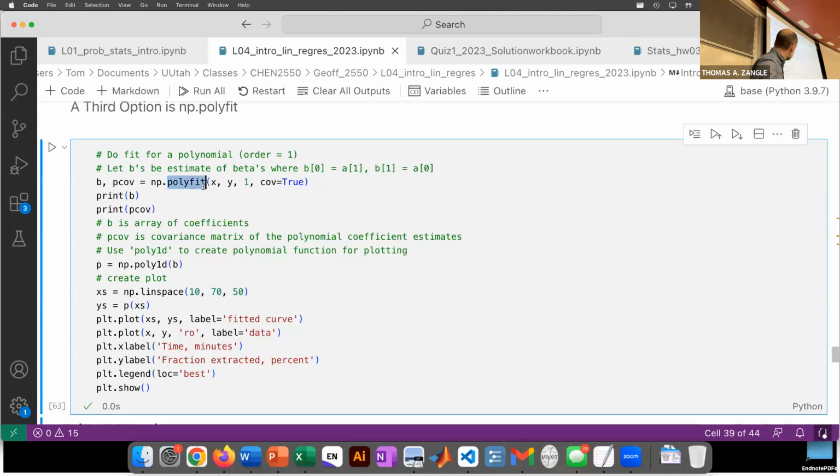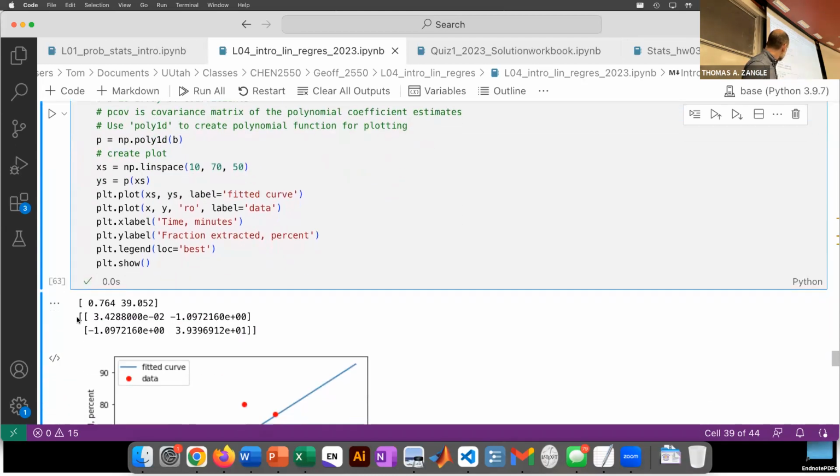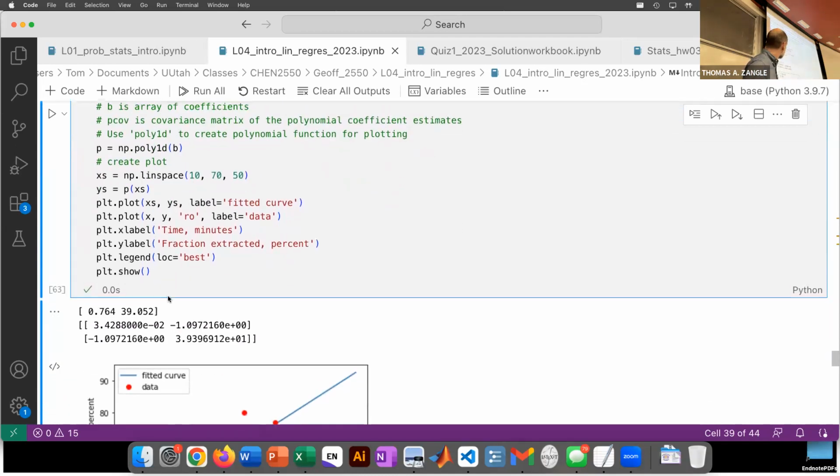And the syntax here is np.polyfit, so NumPy was imported as np here. np.polyfit of our data in X and Y. This is telling us the order of the polynomial that we're trying to fit to the data. In this case, it's just a linear polynomial, so it's order 1. And that we're going to get our covariance out. And this is what we end up with. So we have our values plotted here.